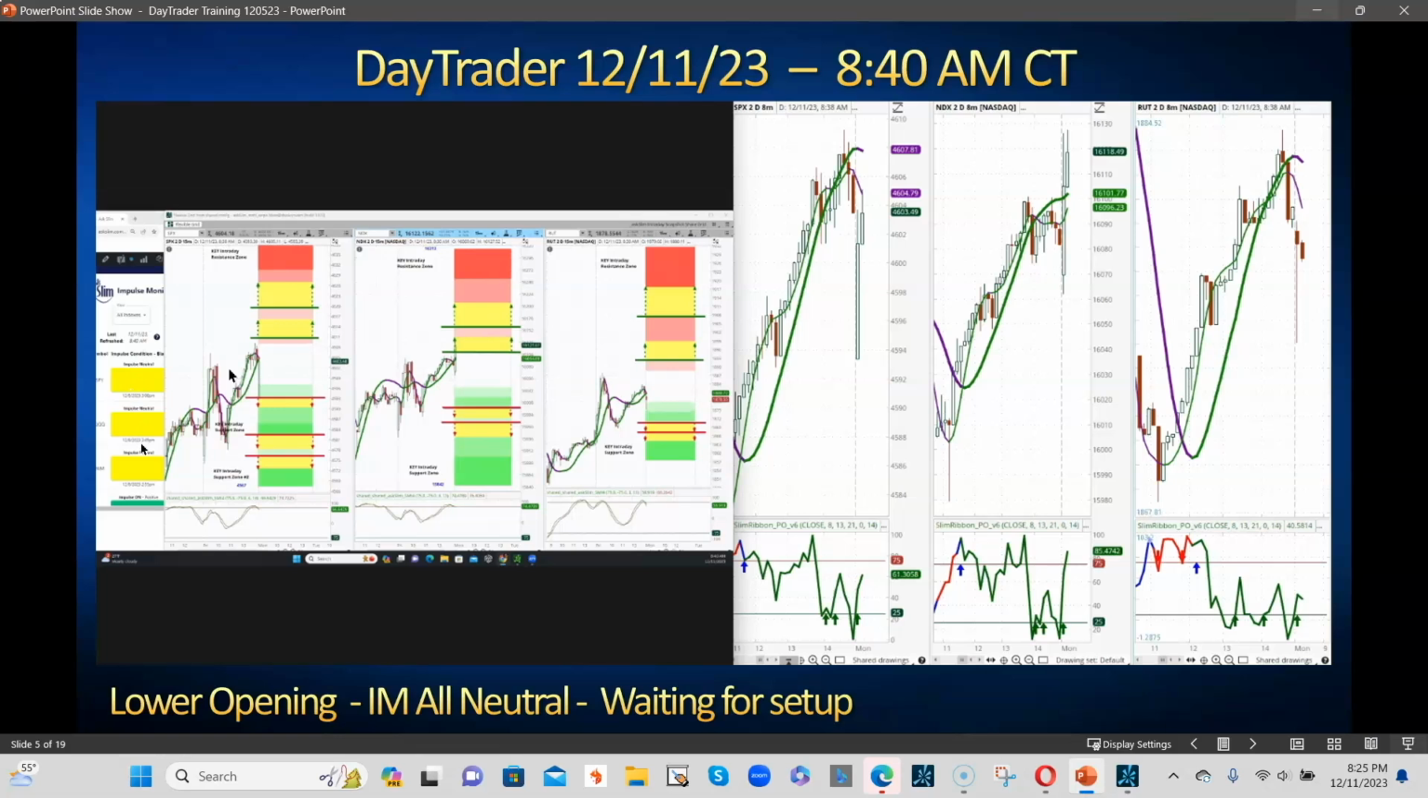So remember, impulse monitor here, SIR grid right over here, and a lot of you are looking at this. Now I'm applying my 8-minute strategy right over here on the S&P 500, NASDAQ, and the Russell.